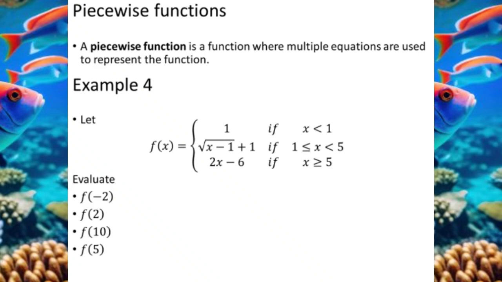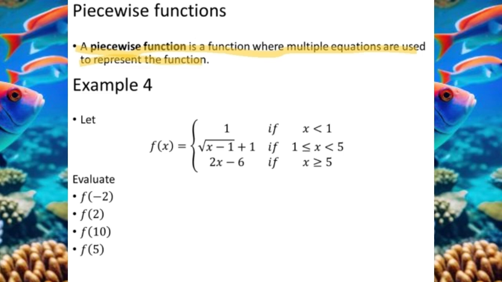Oftentimes, one equation is not enough to describe a function, in which case we start using what we call piecewise functions. A piecewise function is a function where multiple equations are used to represent the function. Below, an example of a piecewise function is f of x equals 1 if x is less than 1, f of x equals the square root of x minus 1 plus 1 if 1 is less than or equal to x less than 5, or f of x equals 2x minus 6 if x is greater than or equal to 5.